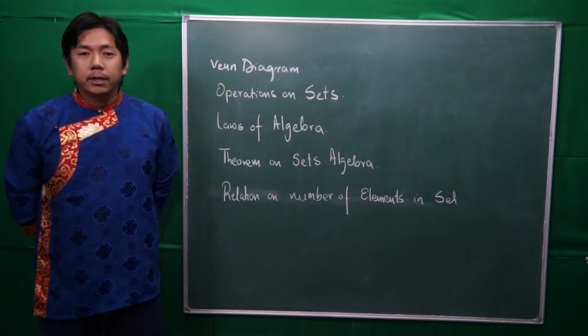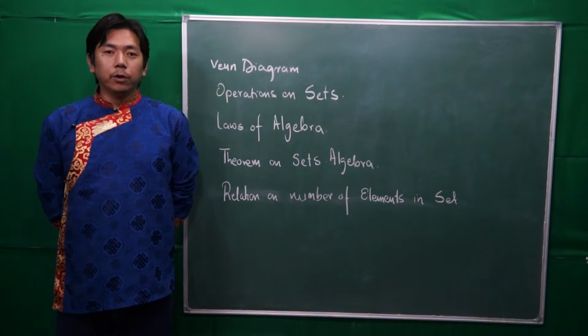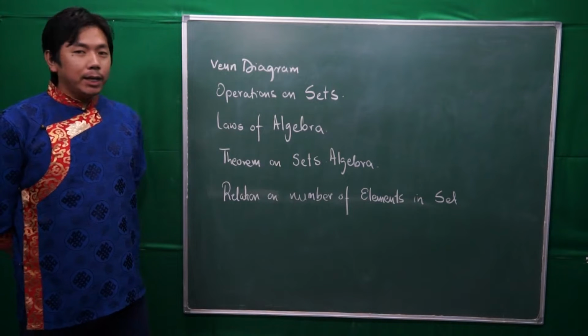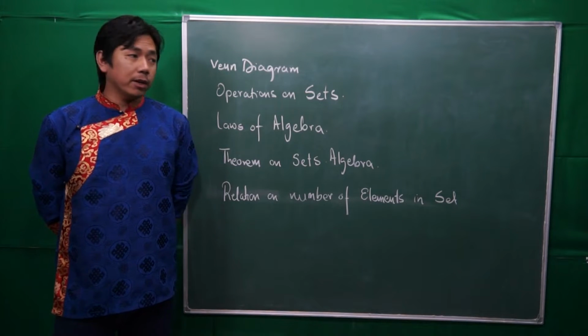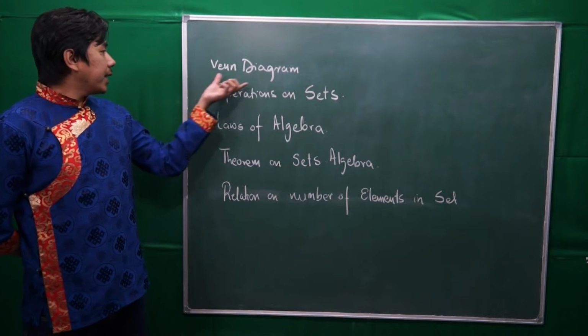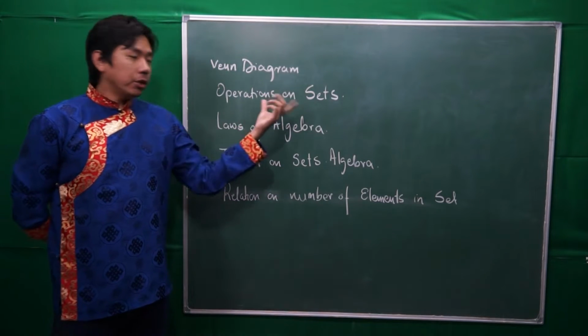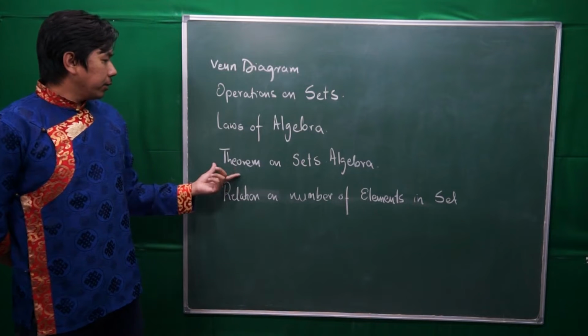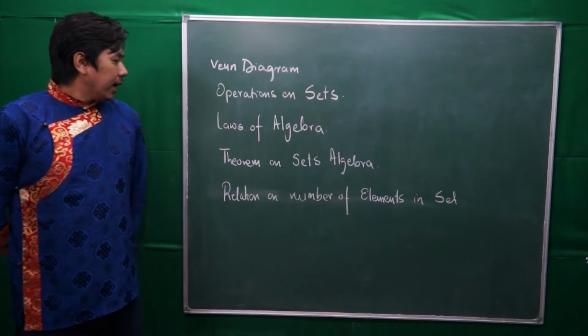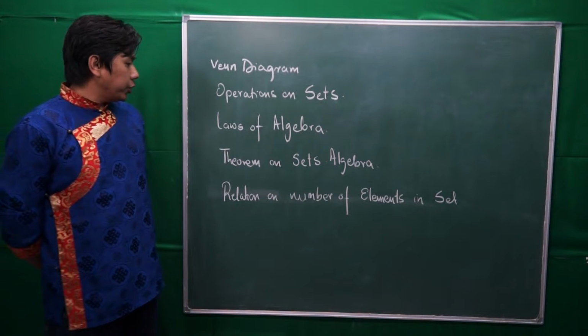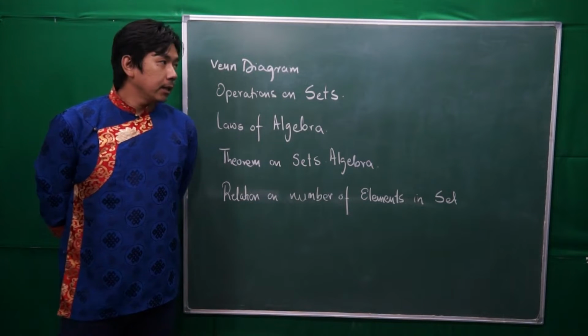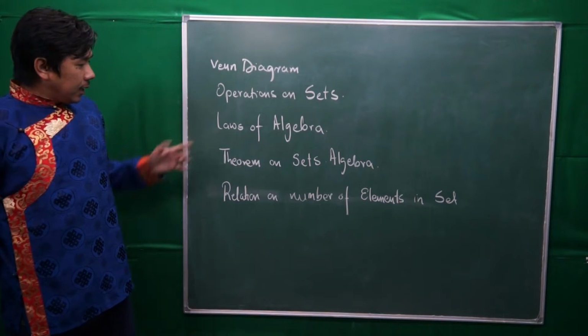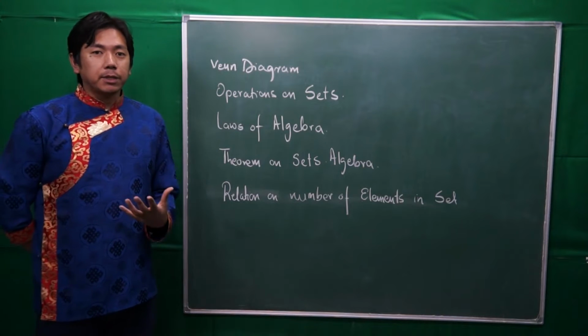Hello students, I am Tenzin Nuden and we are going to go with sets part 3. The topics that we are going to cover today are Venn diagram and operation on sets, then we'll do some laws of algebra and theorem on sets algebra, and lastly we'll be doing certain relations on number of elements in the sets. Alright, so these are the topics that we are going to cover in the chapter sets.